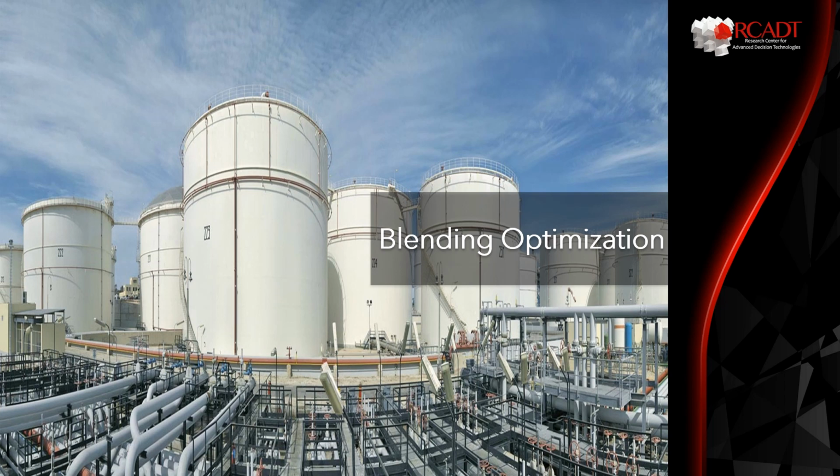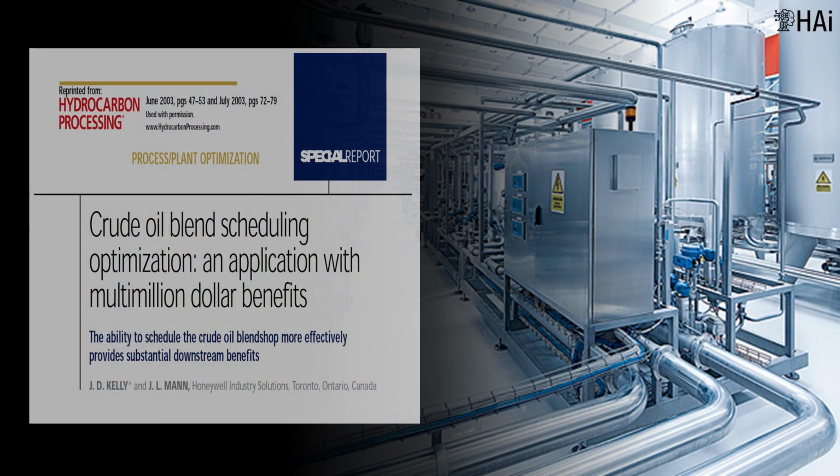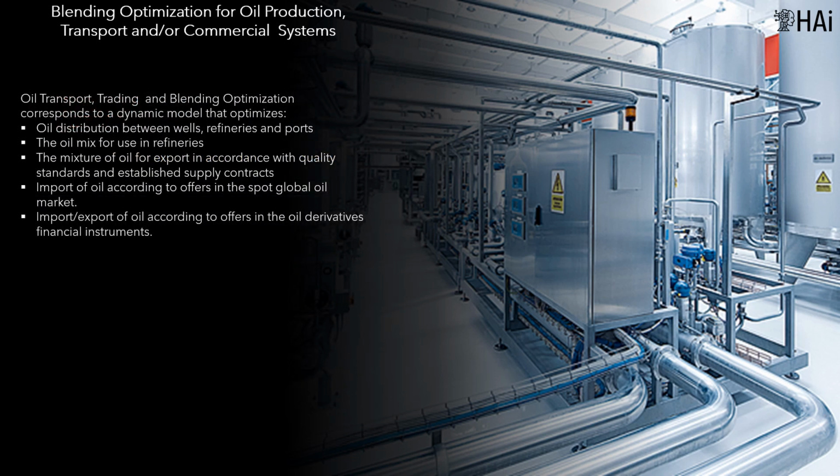Optimizing the blend of crude oil and petroleum products is a multi-million-dollar application. This section is based on the document Crude Oil Blend Scheduling Optimization, an application with multiple million-dollar benefits. It can be coupled to the production of oil fields, in such a way as to establish optimal plans for production, distribution, export and import. In addition, blending processes extend to petroleum products, for example, lubricants.